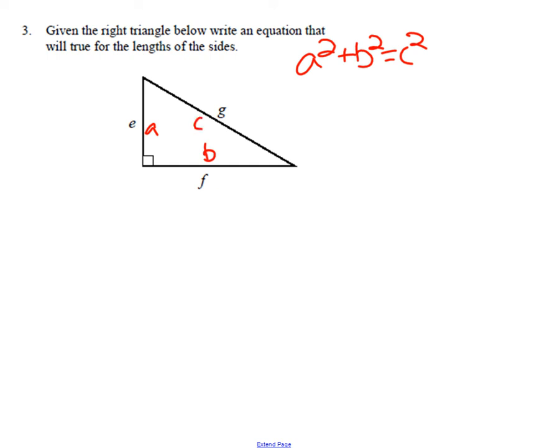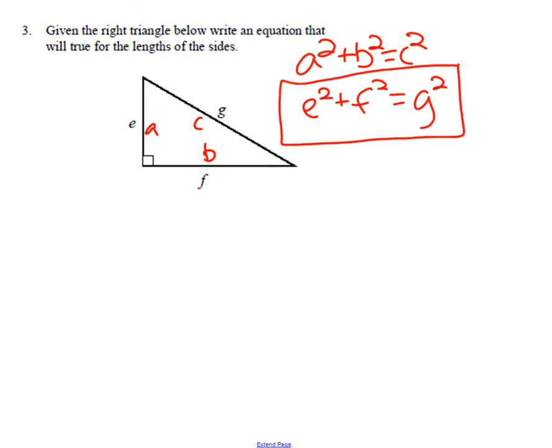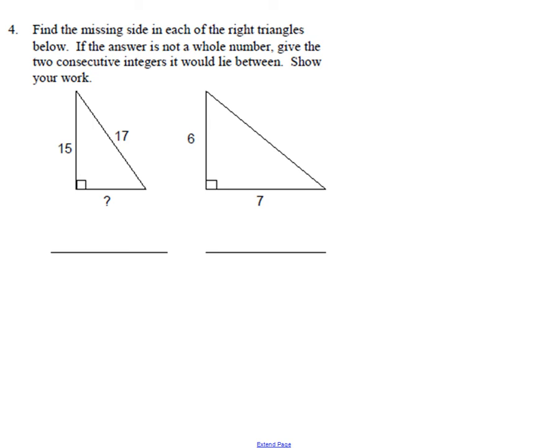And now all we do is we substitute A, B, and C for the sides we already have. So instead of A squared, we would write E squared plus F squared equals 24 squared. And that is your answer. You also could have had F squared. That would be the same thing. Yes, technically you could.